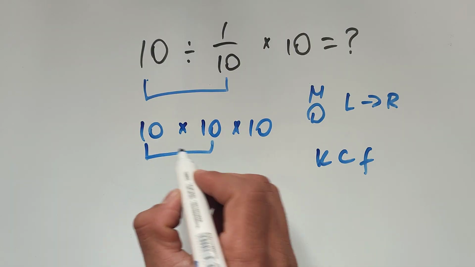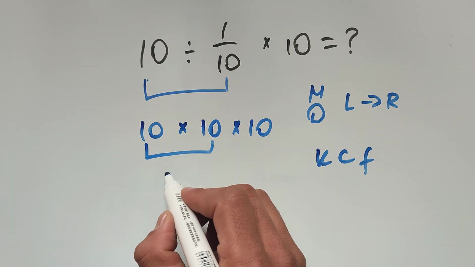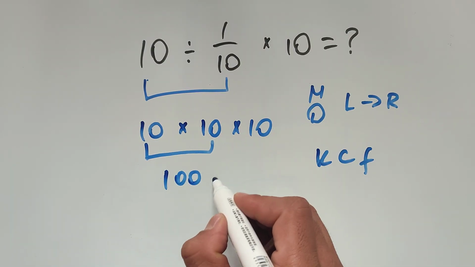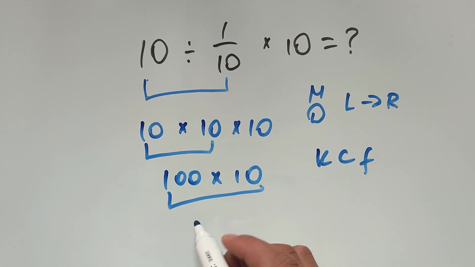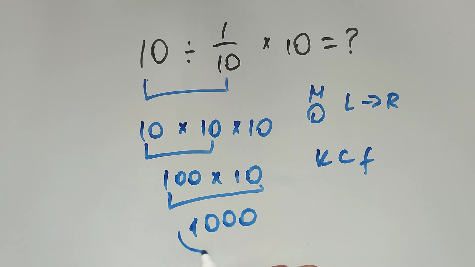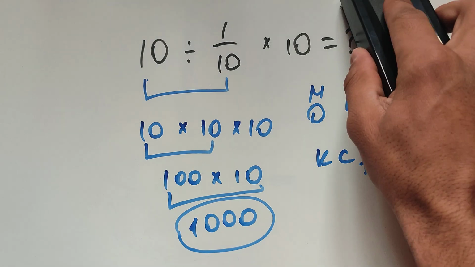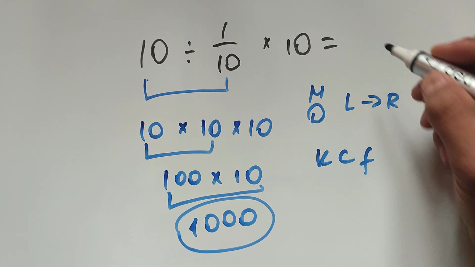First 10 multiplied by 10 equals 100, multiplied by 10, and 100 multiplied by 10 equals 1,000, and this is our final and correct answer. We can write it here, 1,000.